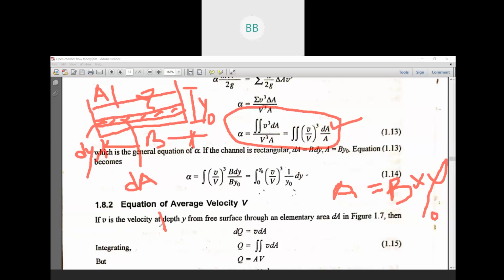And if you find out the small elementary area, that is dA, dA is nothing but the same width of the channel, as the width of the channel for that small elementary area, and the whole cross-sectional area will be the same as it is a rectangular channel. So B into dy, that is the area for that small elementary area.